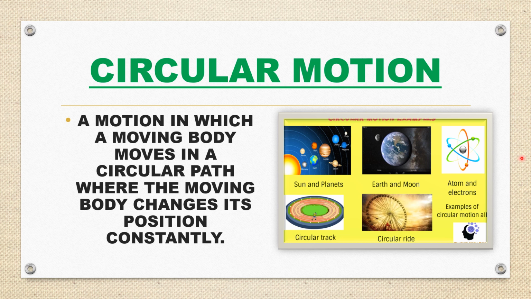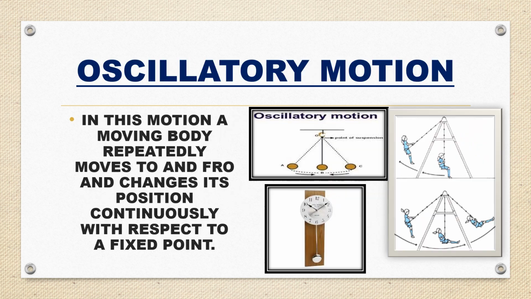Okay, now let's go to the next one. The next motion, in the next slide, is oscillatory motion. In this kind of motion, a body moves repeatedly to and fro and changes its position continuously with respect to a fixed point. I will read it again: in this motion, a moving body repeatedly moves to and fro and changes its position continuously with respect to a fixed point.